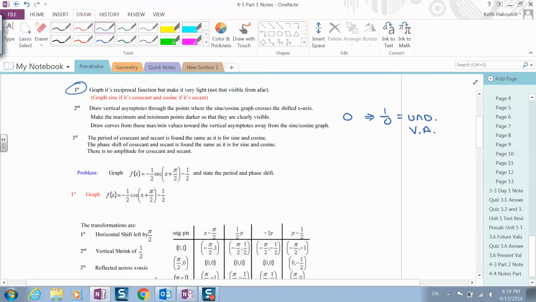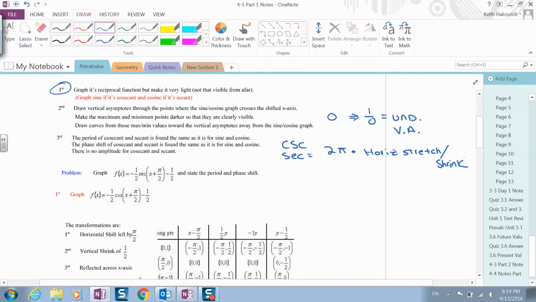The period of cosecant and secant is equal to 2 pi times the horizontal stretch or shrink. But there is no amplitude for cosecant and secant, and the phase shift once again is equal to the horizontal shift.